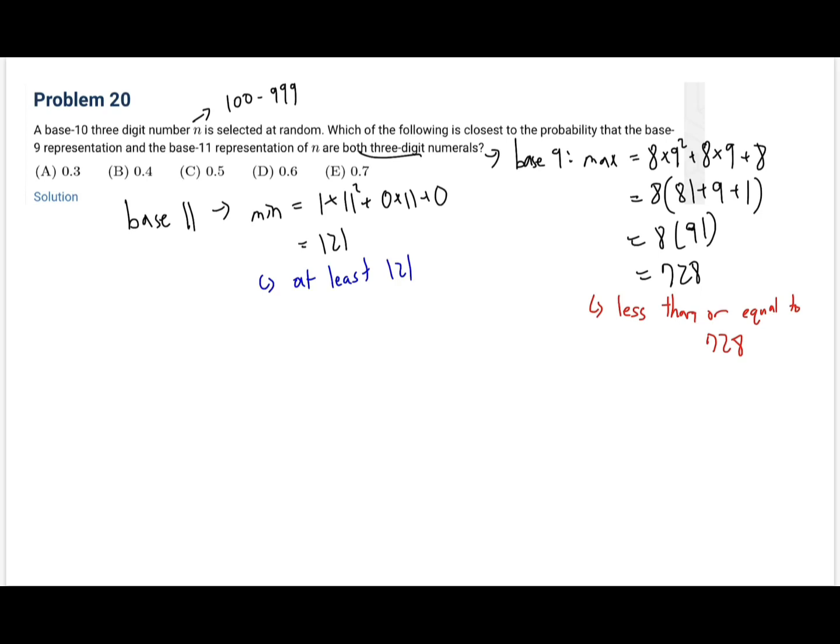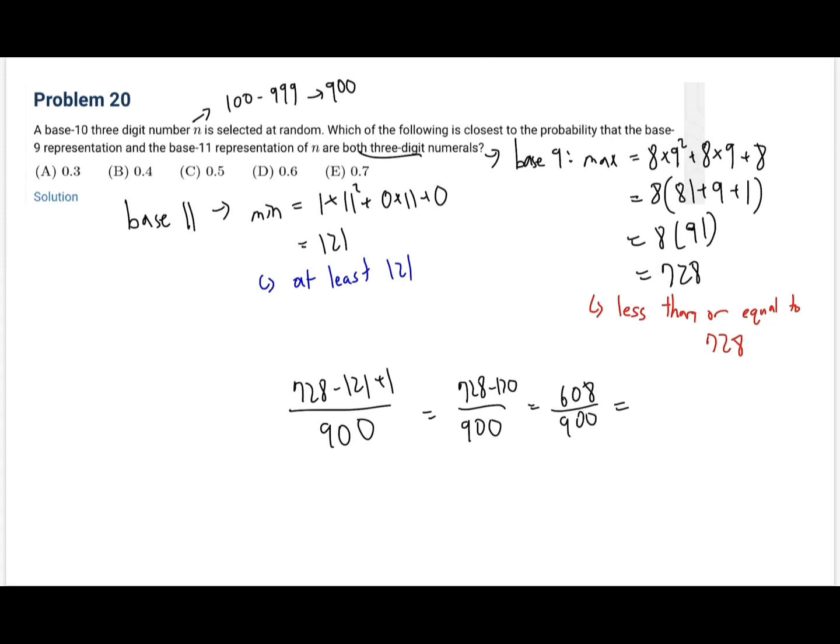Okay, so the probability that the base 9 representation and the base 11 representation of n are both three-digit numerals. There are 900 possibilities, so it's over 900, and then 728 minus 121, and then since both endpoints can be a value of n, it's plus 1, so it's 728 minus 120 over 900. This is 608 over 900.